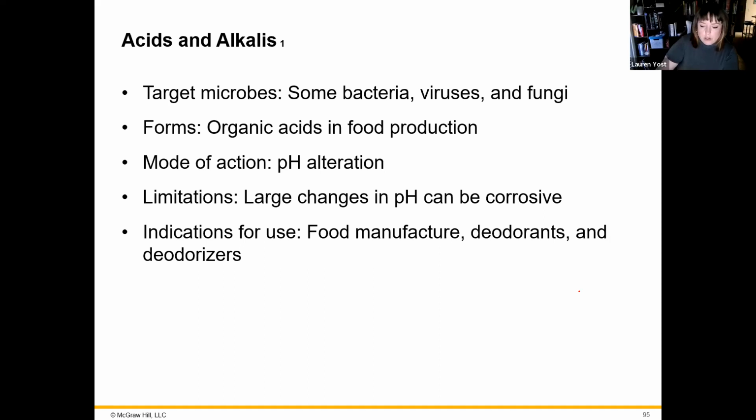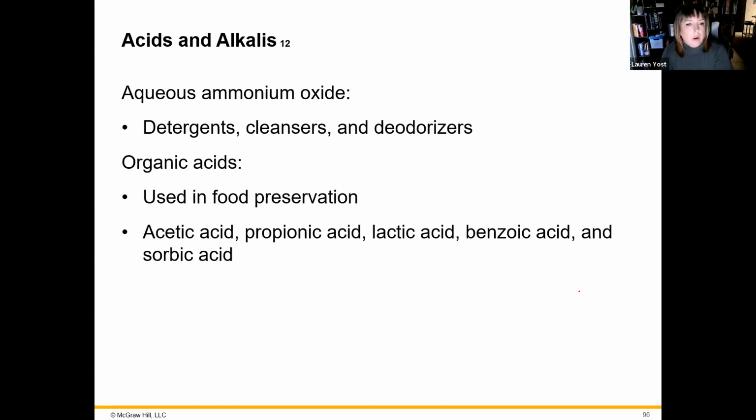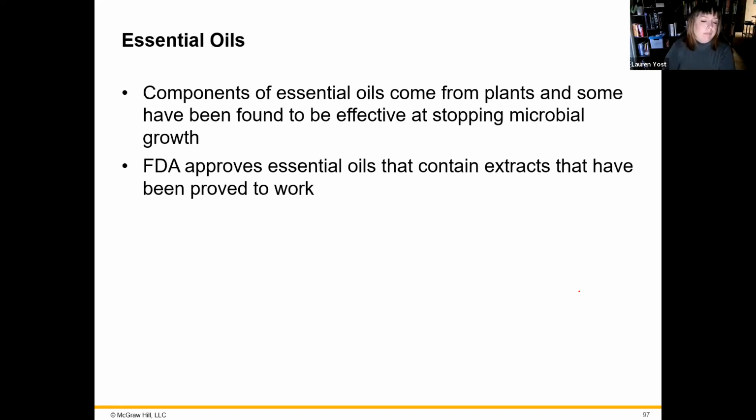So food manufacturing, deodorants and deodorizers include these. So ammonium oxide, we have our detergents, cleansers, and deodorizers, whereas some organic acids we use in food preservation. This is going to include acetic acid, which is vinegar, propionic acid, lactic acid, benzoic acid, and sorbic acid. You probably heard of some of these, like that vitamin C is ascorbic acid, that we use these as preservatives a lot of time, but they are organic acids.